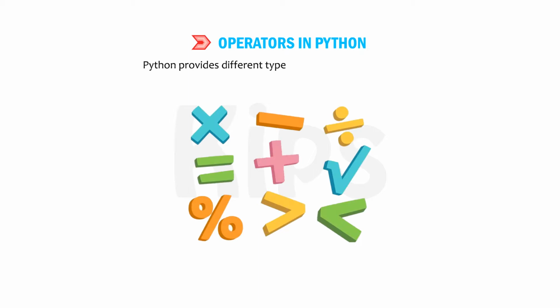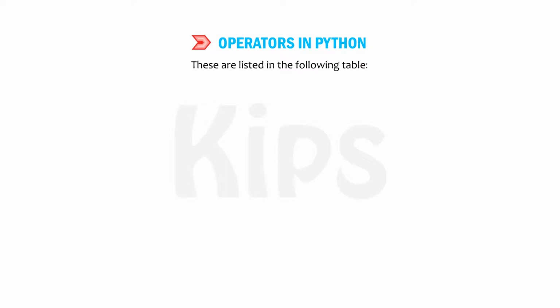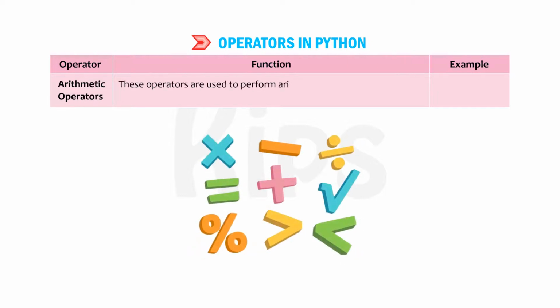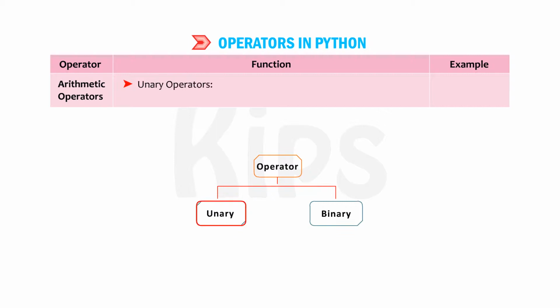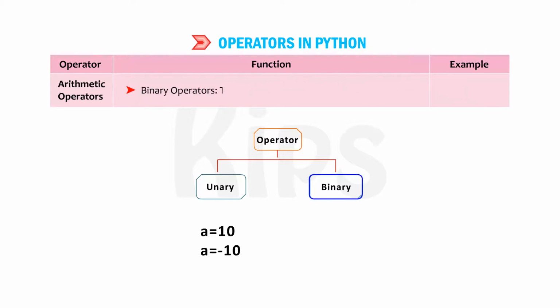Python provides different types of operators to work with. These are listed in the following table. Operator: arithmetic operators. Function: these operators are used to perform arithmetic operations on the data. These can be further classified as unary operators. They work on a single operand, unary plus and unary minus. Example, A equals 10 and A equals minus 10. Binary operators work on two operands.